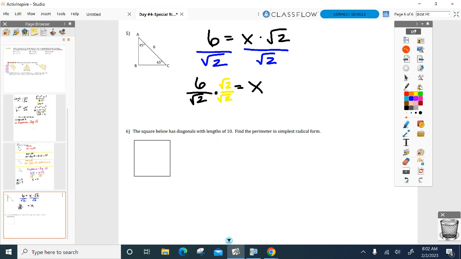Watch how it gets removed now. So no radical in the denominator. To remove it, I multiply the top and the bottom by that radical. All right, let's talk. Anybody know what happens when you multiply a radical by itself?